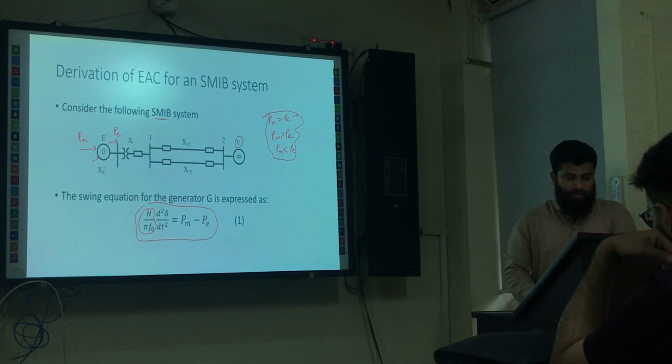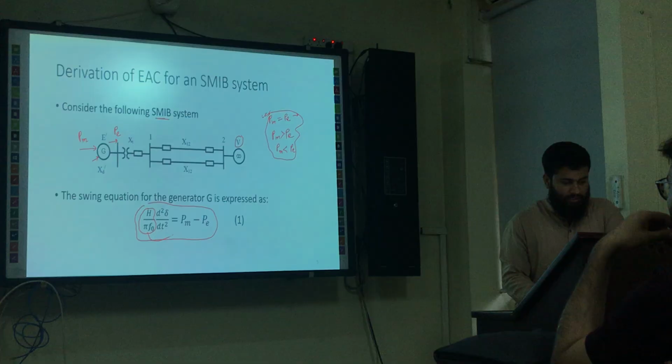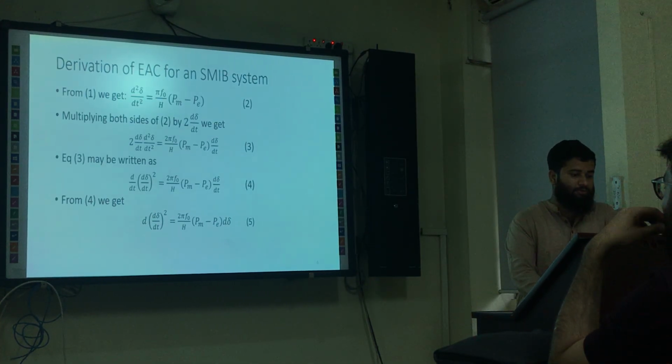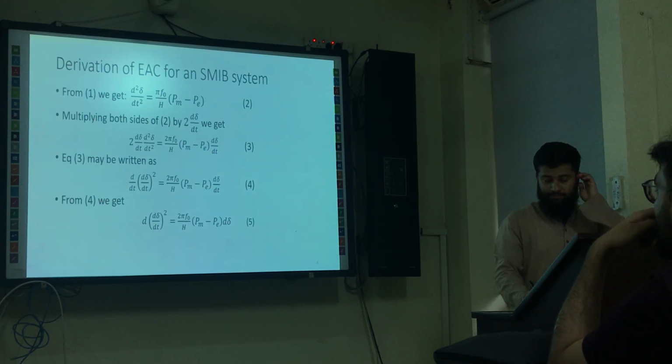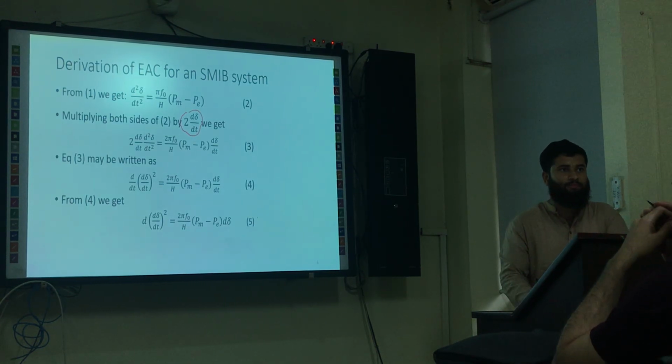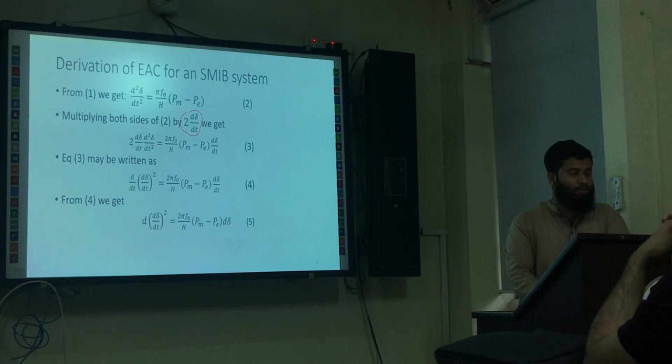Now let's take this term to the right side. Then we will get equation number 2: d square delta over dt square times pi f naught over H is Tm minus Te. Then we want to multiply this term on both sides by 2 d delta over dt. Why? The reason will be clear after a few lines. So after multiplying, we get 2 d delta over dt here, and 2 is in this side, and d delta over dt is here.